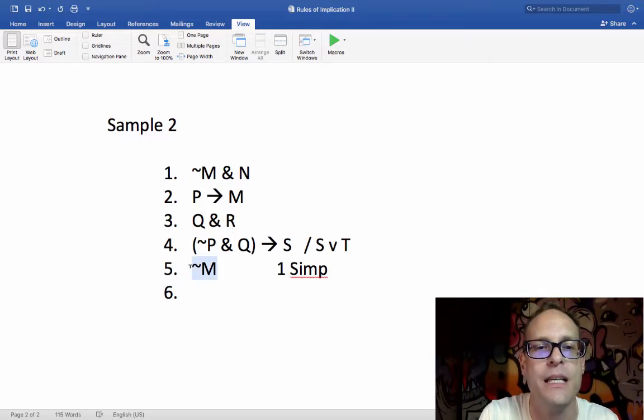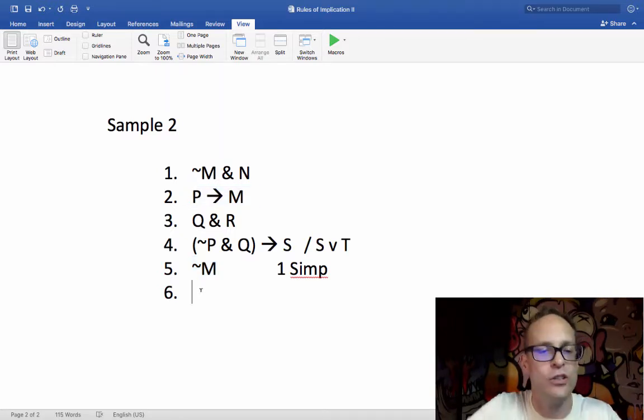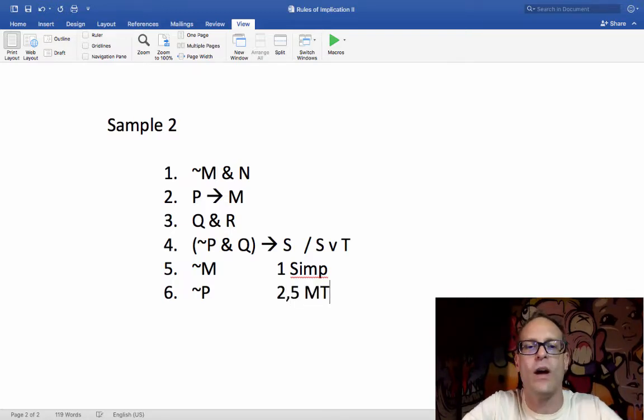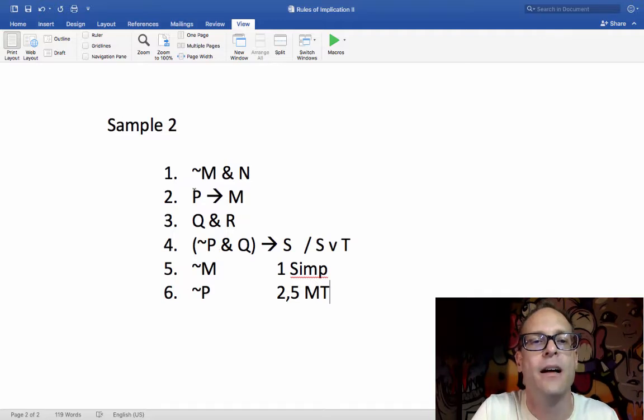Well, there is something I could do now that I couldn't do before. I have a not M here, and on line 2 I have P implies M. That would allow me to do a modus tollens. If modus tollens isn't familiar to you, go back and look at that other video. But I'm just going to go ahead and do 2, 5 modus tollens. And the way that this works is the statement for line 2 says, if I'm in San Francisco, then I'm in California. I am not in California, so I am not in San Francisco. And that is just exactly modus tollens.